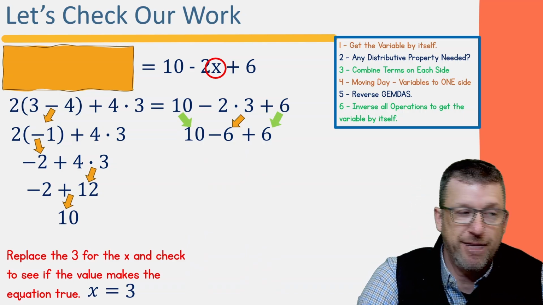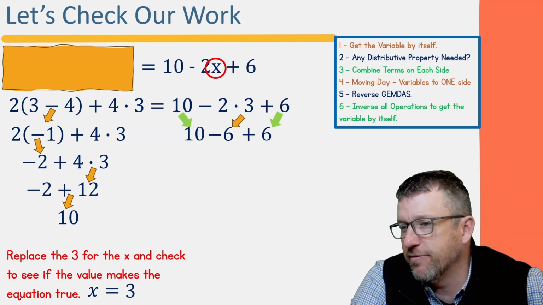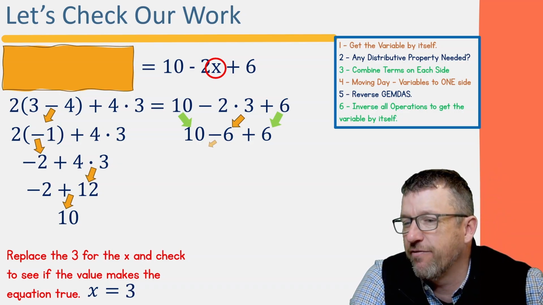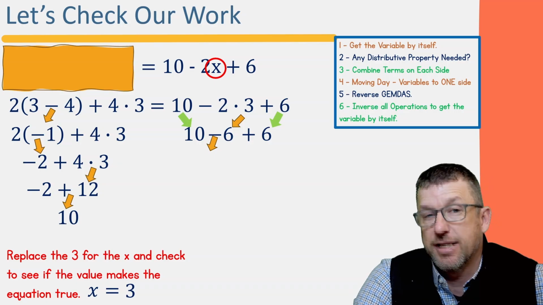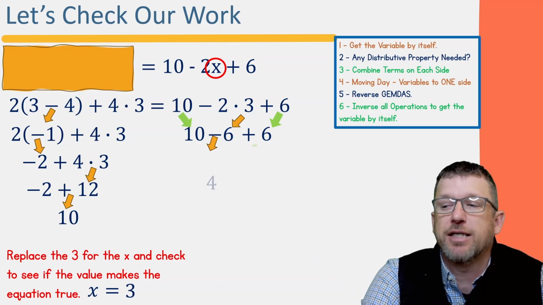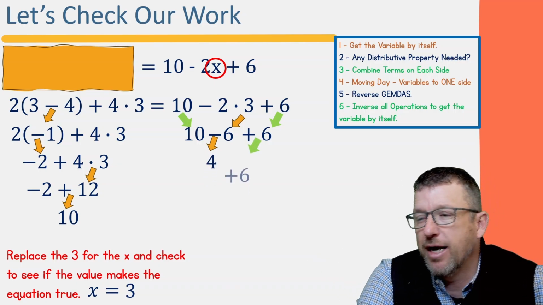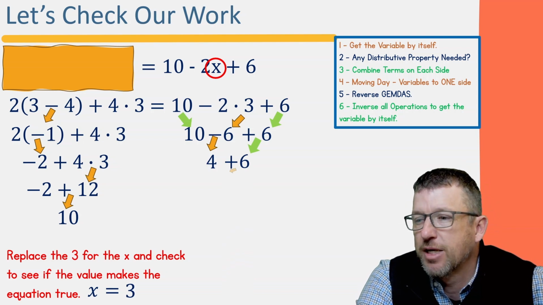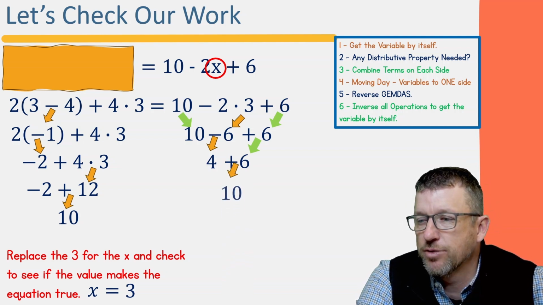Now, all we have left is minus and addition. So we're at the last steps of GIMDAS. So we do the one we see first, which is 10 minus 6, like you're reading a book, all right? 10 minus 6 is equal to 4. Bring down what's left over, plus 6. And what's 4 plus 6? That's our final step. It equals 10.